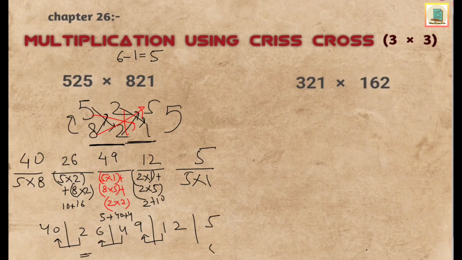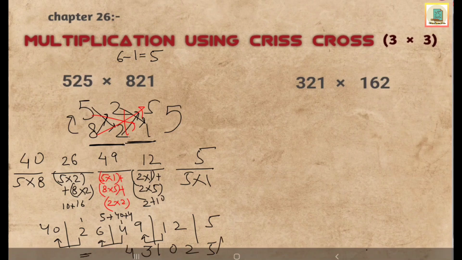So here we get 5, 2, 1 plus 9 gives you 10. So 0 over here and 1 over here. 6 plus 4 gives you 10 plus 1, 11. So 1 over here and 1 over here. Now 2 plus 1 gives you 3 plus 0 gives you 3 and here we get 4. So 4, 3, 1, 0, 2, 5 is the answer.